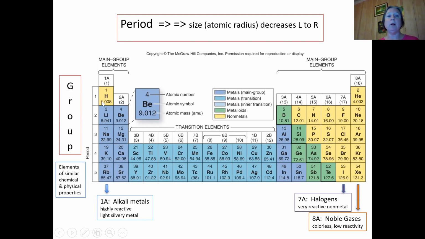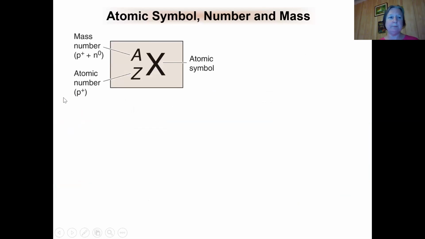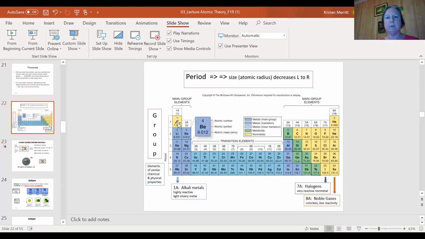So period 1, and each space is 1 electron, also 1 proton. So hydrogen has 1, helium has 2. Now we're going to move to period 2, so you now have a new shell. It's outside the old one, a new orbit. And we have lithium. Lithium has 3 electrons because 2 are in that inner orbit.